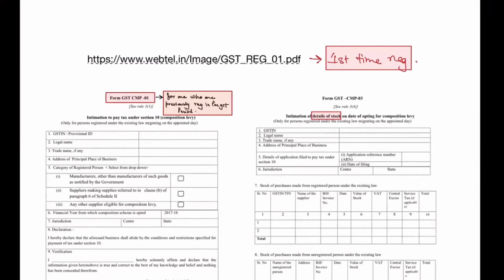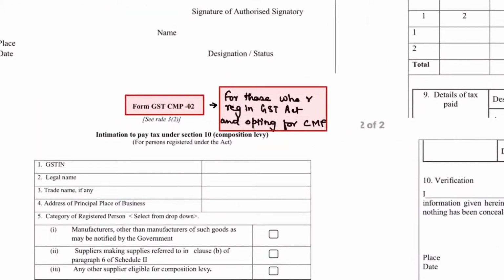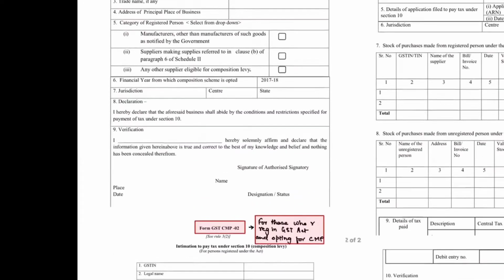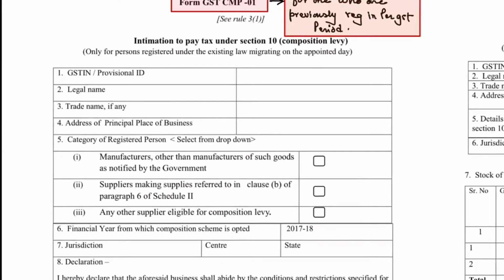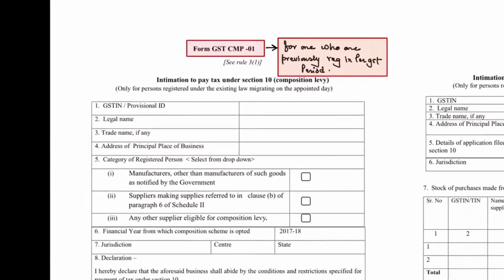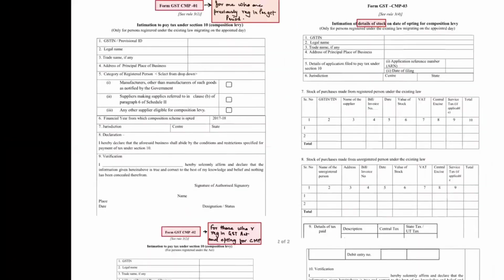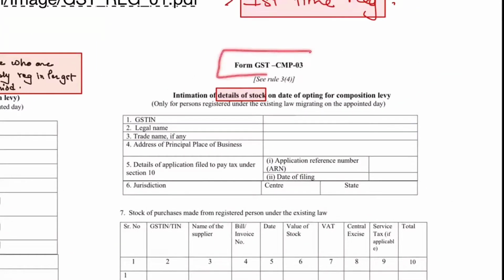But suppose one who is registered under this Act, but now he is opting for composition. So what will he file? He will file form GST CMP-02, correct. And those persons who were already registered before GST in any other law, service tax, VAT, or anything, for them to migrate under this Act and to get covered under composition levy, they have to file form GST CMP-01, correct. Along with 01 or 02, whatever it is, they have to file form GST CMP-03, which is about the details of the stock that you have on the date of opting for composition levy, correct.